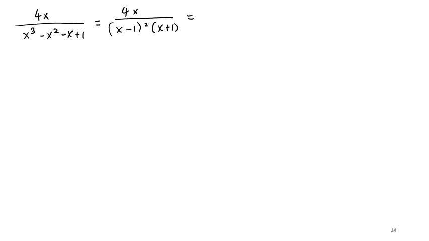Okay, after we have factorized just now, we can write down this partial fraction, x cubed minus x squared minus x plus 1, to be equal to 4x over x minus 1 squared times x plus 1. Since this is a case 2, where after we factorize the denominator we have linear functions, some of which are repeated, in this case the x minus 1 is the one that is repeated. So we want to write that as A over x minus 1 plus the second coefficient B over x minus 1 squared plus the third coefficient C over x plus 1.